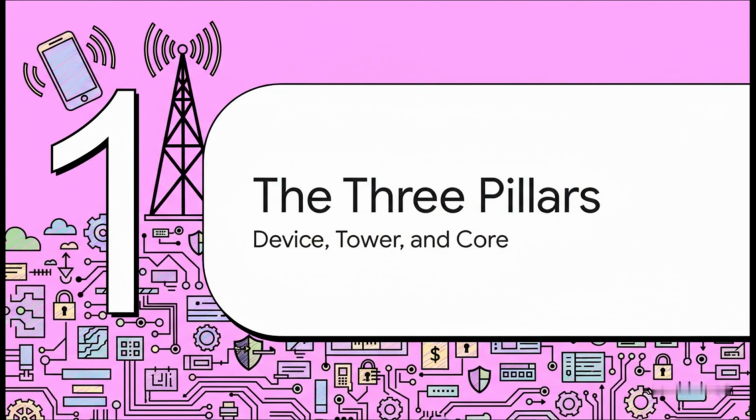So to really get a grip on how this all works, we can pretty much break the whole mobile network down to three main pillars. You've got your device, you've got the cell tower, and then you have the brain of the whole operation, the core network. Let's take a look at each of these one by one.